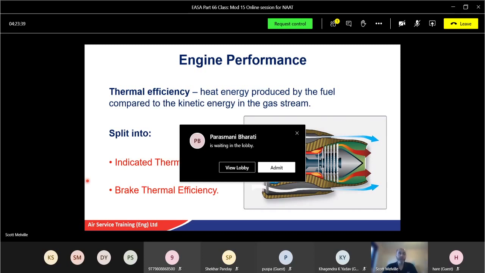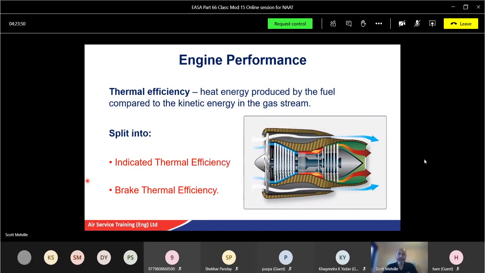If you've got friction, you've got heat. If you've got heat, then you've got loss. So we're not getting all that heat energy going through. So basically, brake thermal efficiency is a comparison between the heat obtained from the fuel and the velocity of the gases leaving the engine. So indicated, ideally, is what's going in and out once you've burnt the fuel. Brake is what you've got left once you take things like friction and all that sort of stuff out.